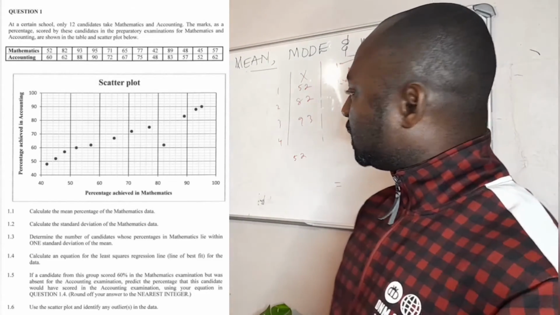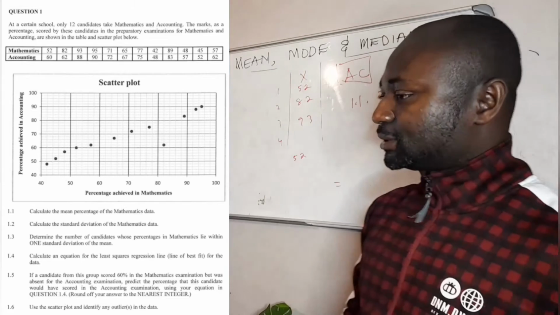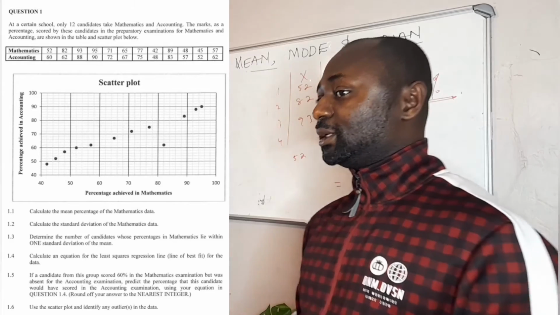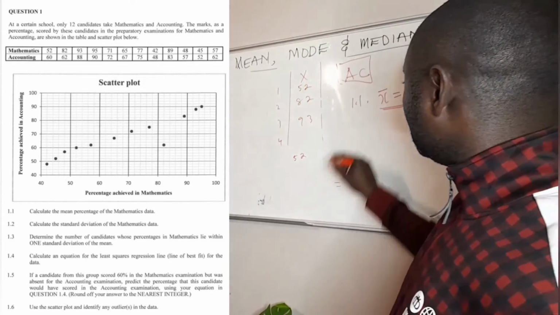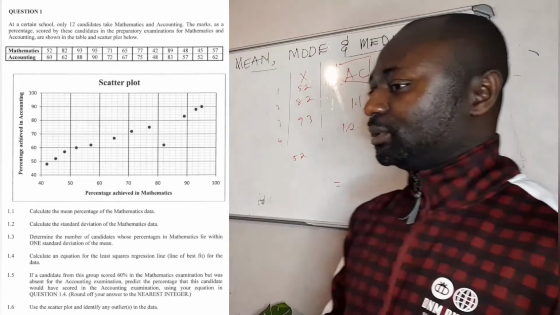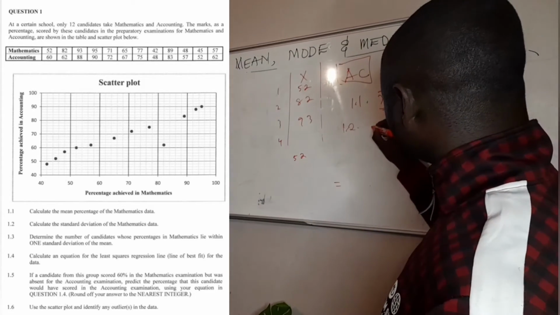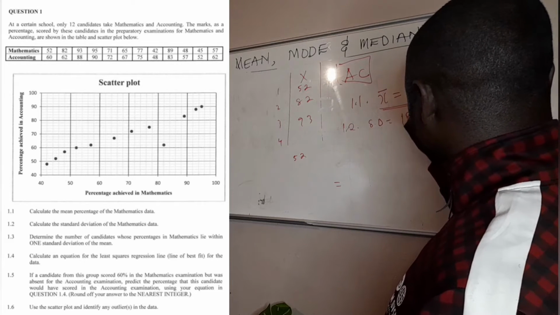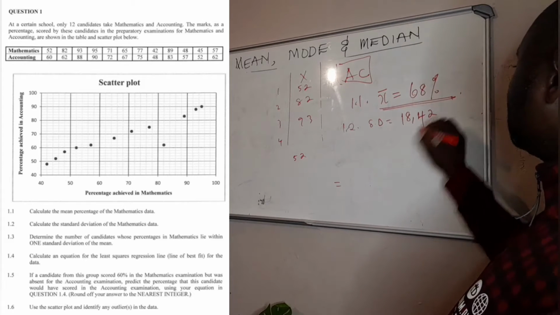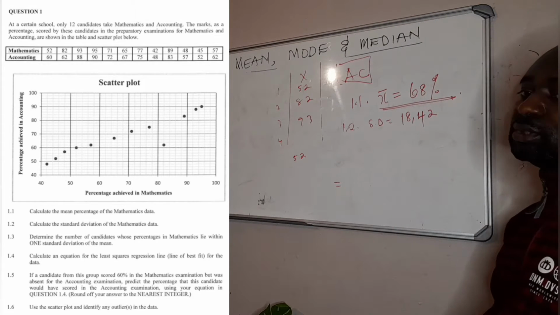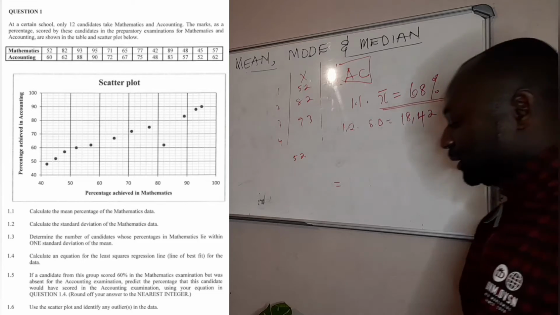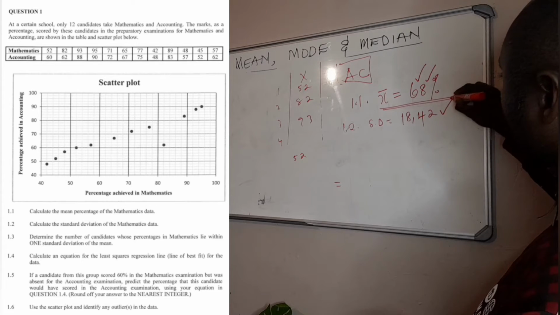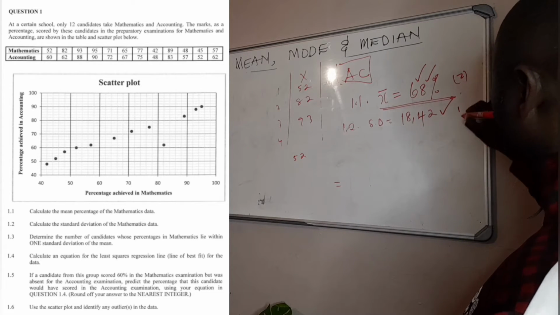That's good. And then the next question says we must calculate the standard deviation of the mean. So 1.2, calculate the standard deviation of the mean. What was our standard deviation? 18,42. So we say SD is equal to 18,42. Standard deviation is equal to 18,42. So here it was 2 marks, you get all your 2 marks. And here it was 1 mark, you get your 1 mark. So here is 2, here is 1.